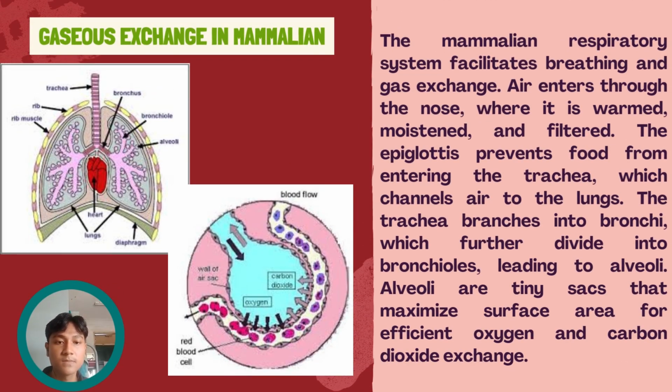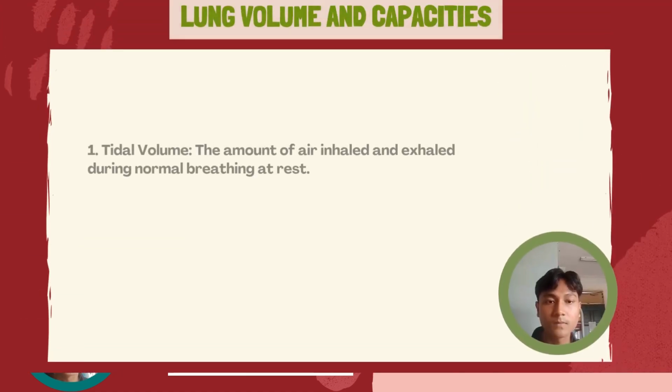Gas exchange in mammals. The mammalian respiratory system facilitates breathing and gas exchange. Air enters through the nose where it is warmed, moistened, and filtered. The epiglottis prevents food from entering the trachea, which channels air to the lungs. The trachea branches into bronchi, which further divide into bronchioles, leading to alveoli. Alveoli are tiny sacs that maximize surface area for the exchange of oxygen and carbon dioxide.